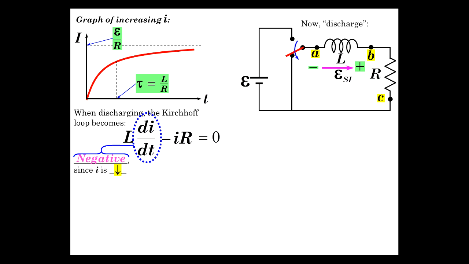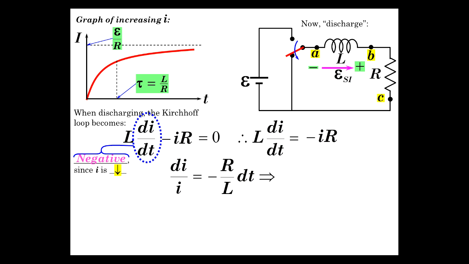I is going down. So that makes our equation L di/dt equals minus IR, and di/dt equals minus R over L dt. Now we can integrate both sides from what it was, the initial condition, which is the maximum current flowing around the circuit. Actually, it was what it was over here. We flip the switch, that current is maintaining itself, and then goes to a smaller value a little bit later. So that's what the limits mean.